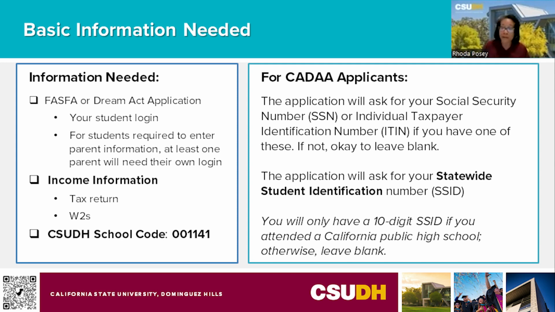Okay, and give your school code, 001141. On the Cal Dream Act application, just know that the application will ask for your Social Security number if you have one, or your ITIN, individual taxpayer identification number. If you don't have it, it's okay to leave it blank. The application will also ask you for your statewide student identification number, SSID. You will only have a 10-digit SSID number if you attended a California public school. Otherwise, if you don't have it, just leave it blank.